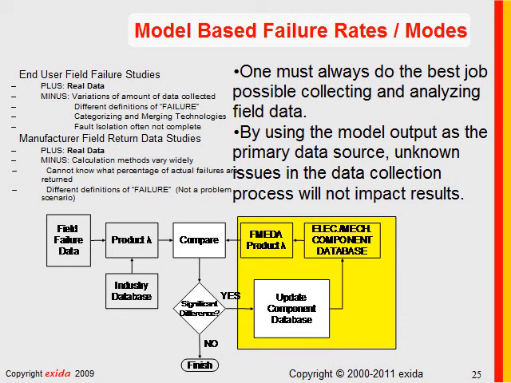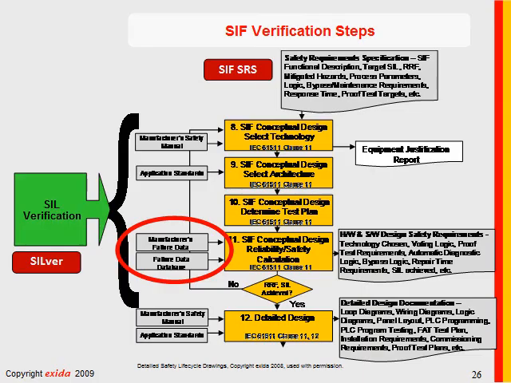So by using the model output as your primary data source, unknown issues in the data collection process will not ultimately impact results. You never let a significantly high or low failure rate from a field study impact the model unless there is an explanation and an analysis to support it. And even then, what you do is you use that information to upgrade the model and recalculate results.